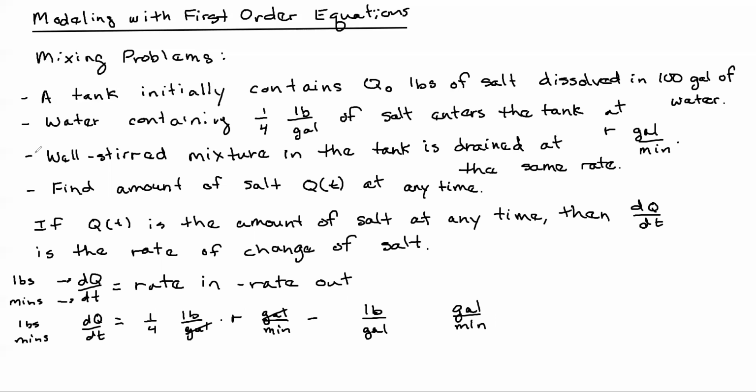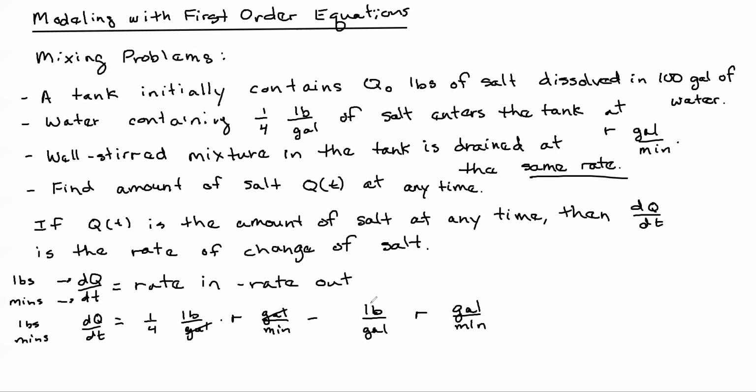If you read the next part, it gets into the rate out. The well-stirred mixture in the tank is drained at the same rate. So this tells us the rate that the mixture is leaving the tank is also going to be R gallons per minute. And so the only thing left to figure out is what is the concentration in the tank as it leaves, as the well-stirred mixture is drained from the tank.